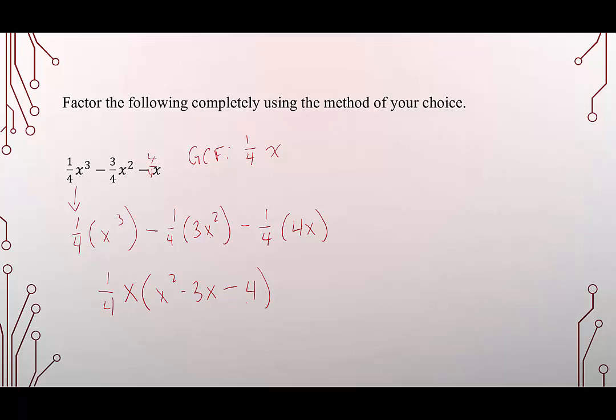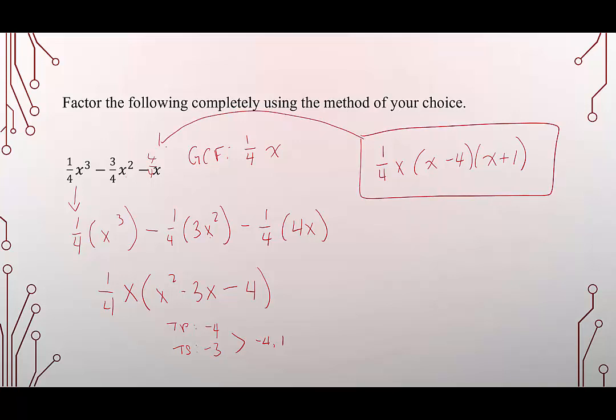Now we want to see if the trinomial is factorable. Inside the trinomial, the target product would be -4, and the target sum would be -3. Two numbers that would multiply to -4 and add up to -3 would be -4 and +1. Looking at this trinomial, it does have a leading coefficient of 1, so I can just plug in -4 and +1 into the factors. Yay! So at the end, we're going to end up with 1/4 x times x minus 4 times x plus 1. And that would be a completely factored version of this beast over here.